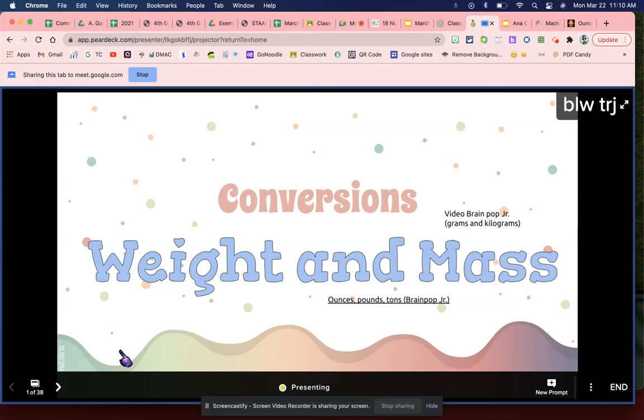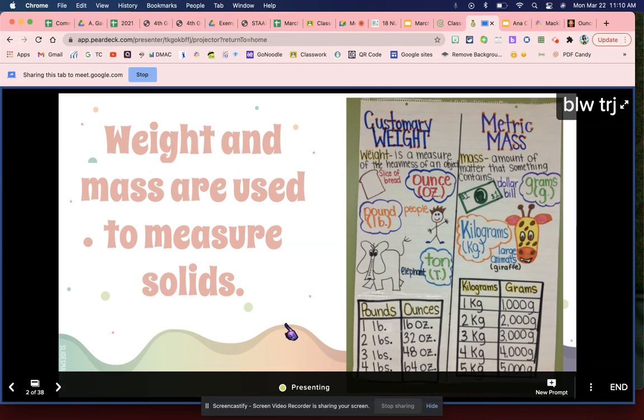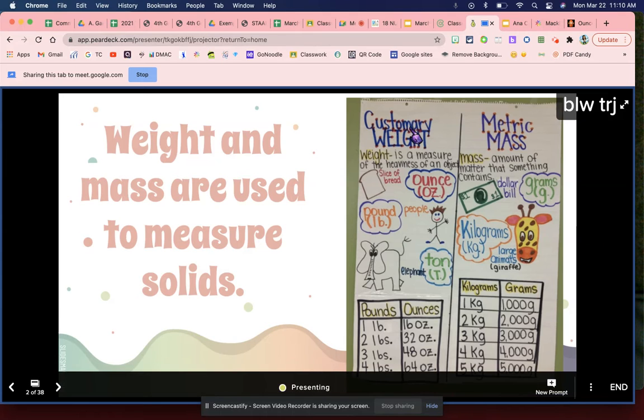So remember, we're talking about weight and mass. The first thing, weight and mass, they're used to measure solids. If you remember from the video, they were at the store, they were measuring broccoli, flour, potatoes, carrots. All of those are solids, right? When we're talking about the customary system, that is what we use here in the United States. We measure the heaviness of an object.